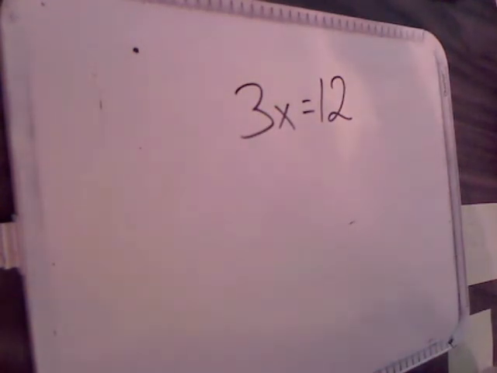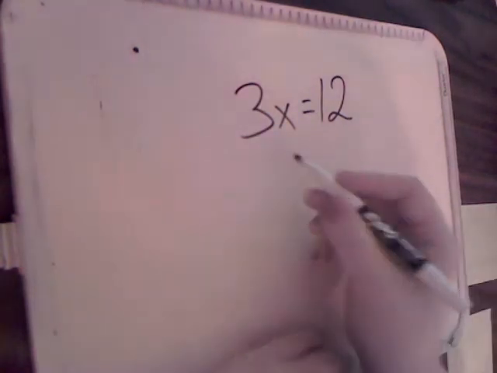Second question is, what is the opposite of multiplication? The opposite of multiplication is division. So we're going to ask our third question, what are we going to divide on both sides to get the variable alone? To get the variable alone, we're going to divide 3 from both sides. And we're going to show that division as a fraction.